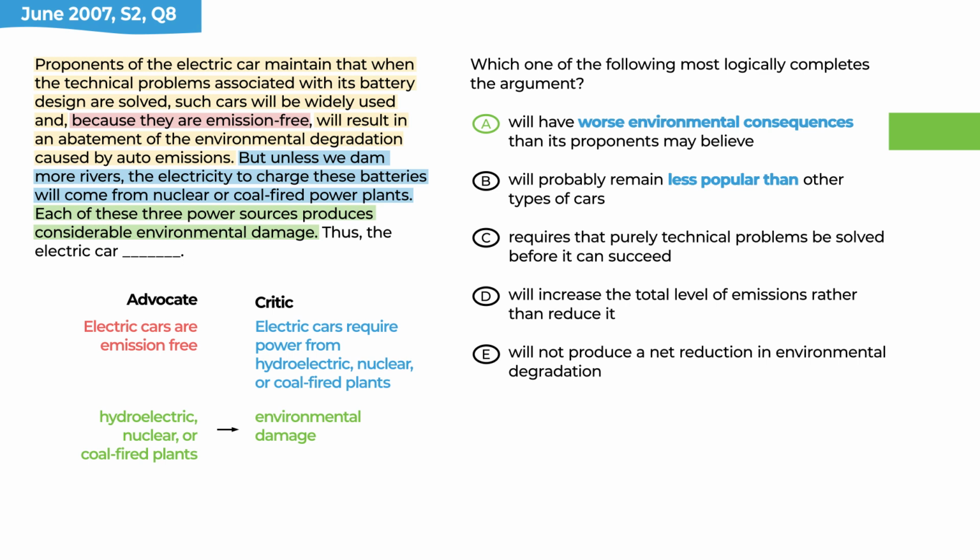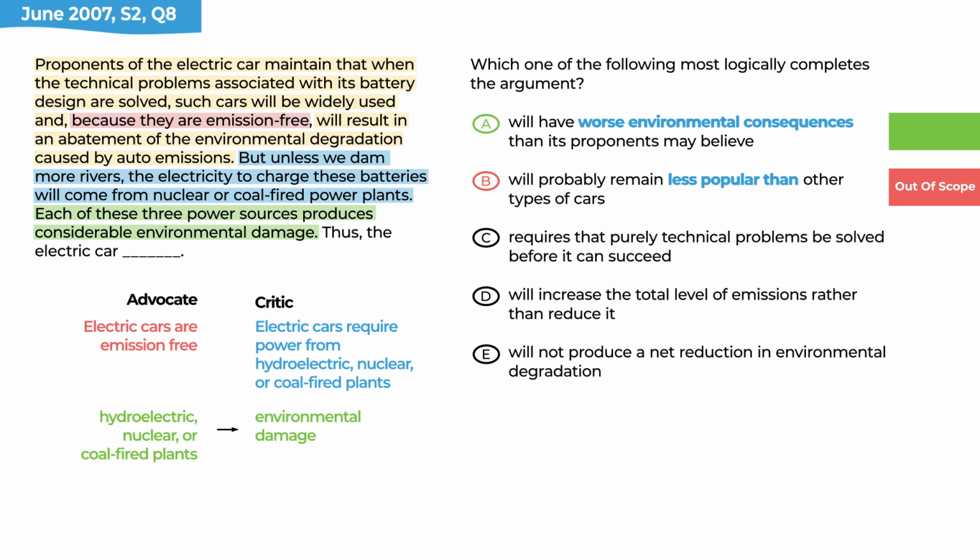It might turn out that leads to the car being less popular, but we can't support that with any of the statements here. So let's get rid of that for being out of scope. Answer choice C says that the electric car requires that purely technical problems be solved before it can succeed.